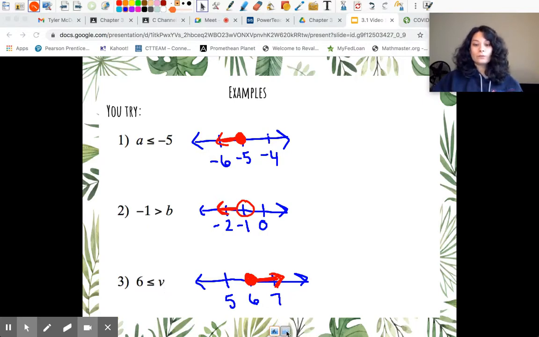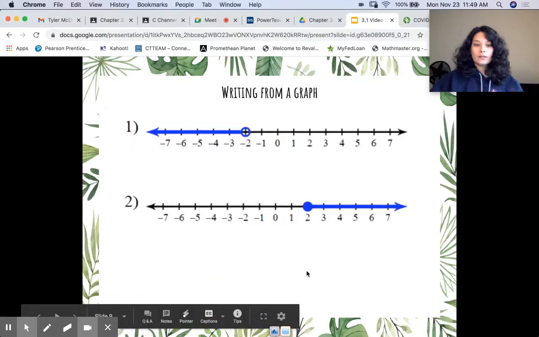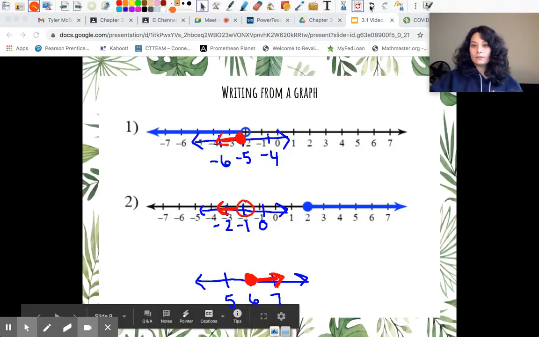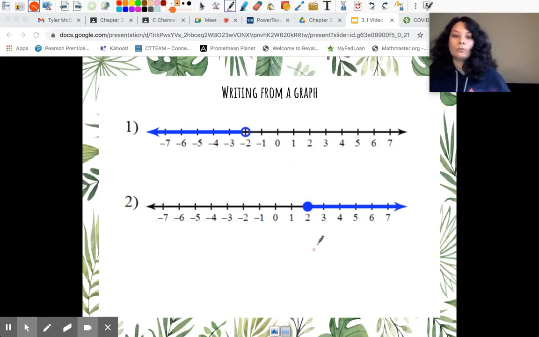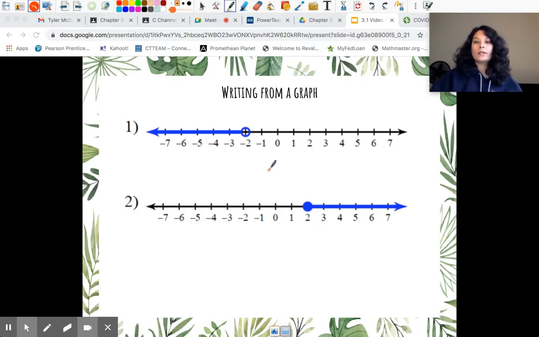Okay, so hopefully those weren't too hard. Let's take a look at the other type of question that you could get. So instead of graphing based off of an inequality, I'm giving you the graph and you have to write the inequality that goes along with it. It's kind of the same idea where you're going to need to look at the circle and where the shading is and correlate that to the right type of inequality symbol.